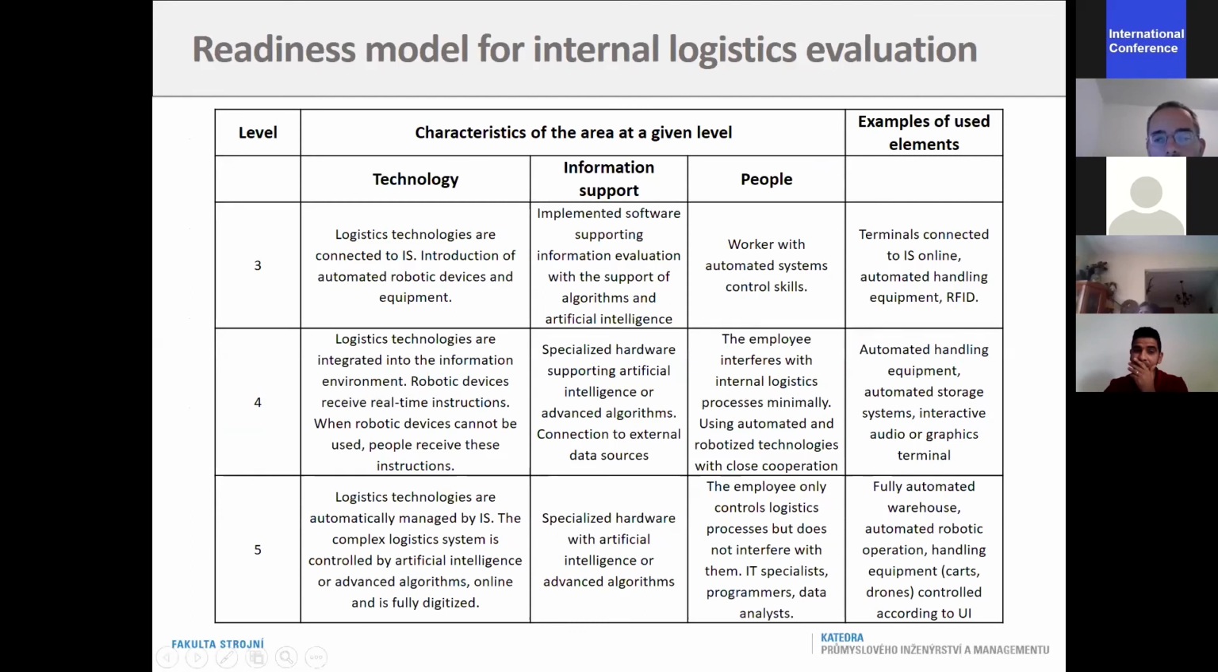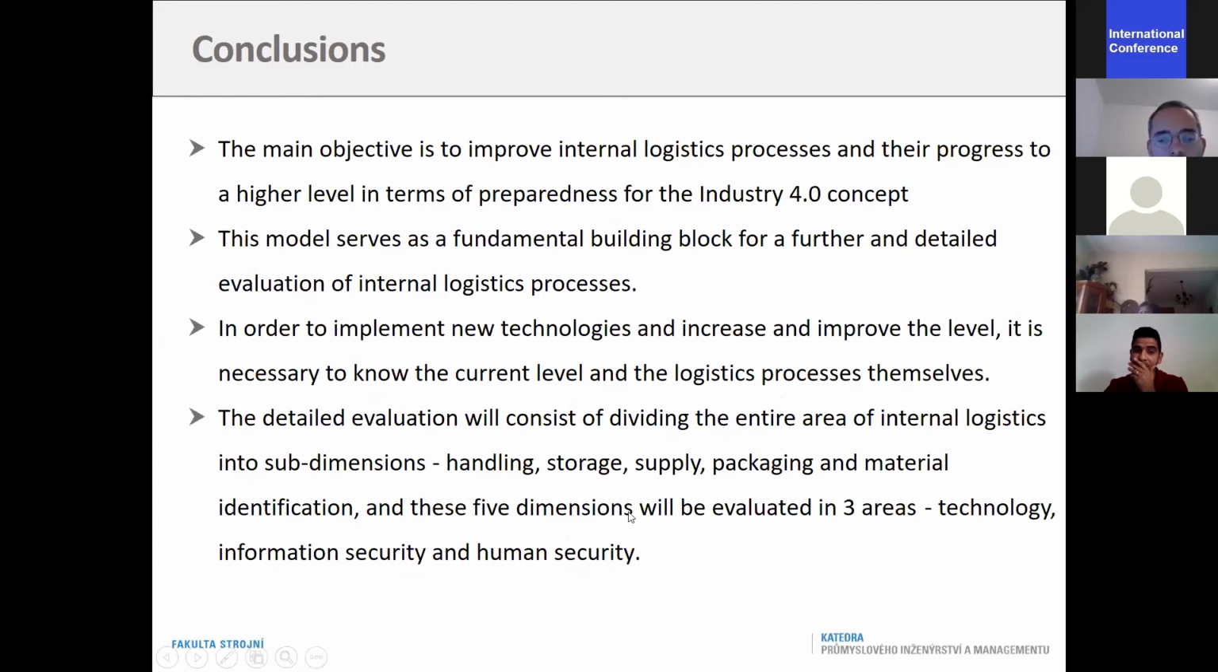Here you can see the example of elements used. Each of these subdimensions should use some things from the model. Of course, this is only the beginning of our work, and we will try to improve this model in the future.